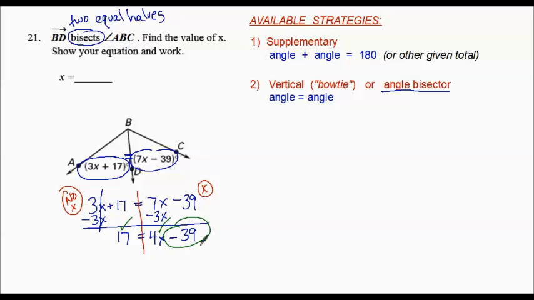But this negative 39 is not on the correct side. That should be the no x side. So I need to take that one away. So I cancel that out with its inverse, opposite sign. So now we have 4x is equal to 56. The last step is to divide by the coefficient of x. So I'm dividing both sides by 4. And I find out that x is equal to 14.